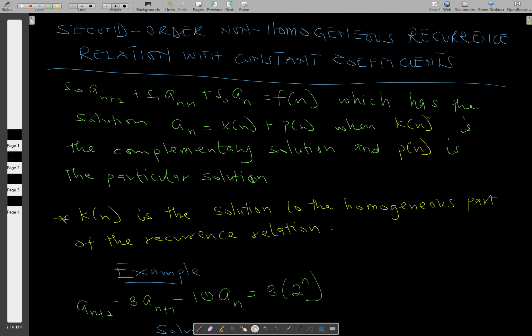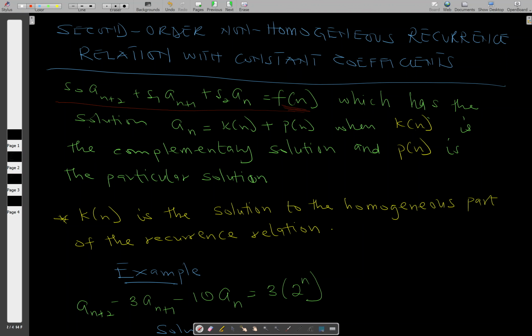Second order non-homogeneous recurrence relations with constant coefficients are of the form s0 a subscript n plus 2 plus s1 a subscript n plus 1 plus s2 a subscript n equals f of n. That's a function of n. For the homogeneous recurrence relation, our f of n is always 0.